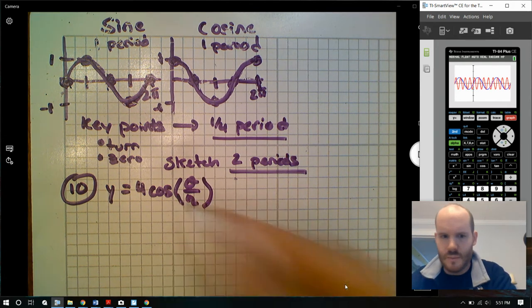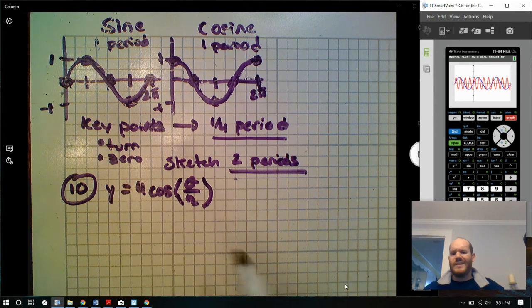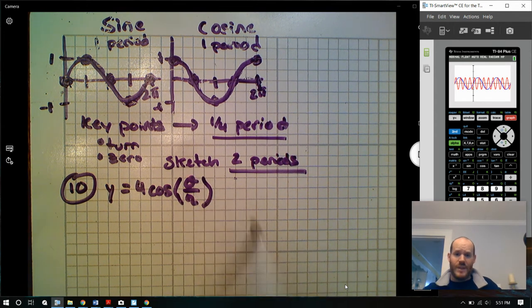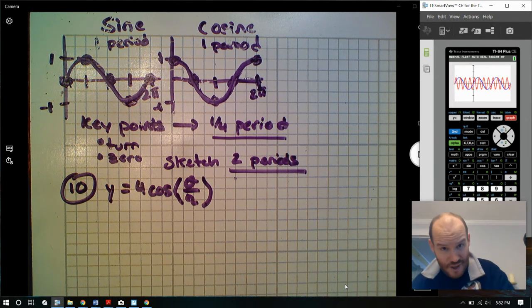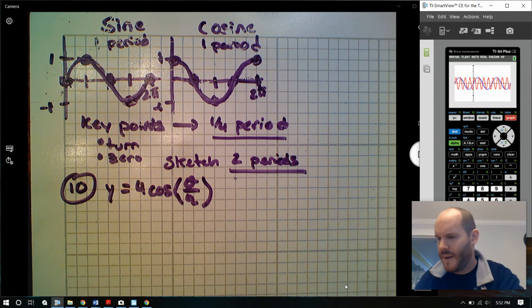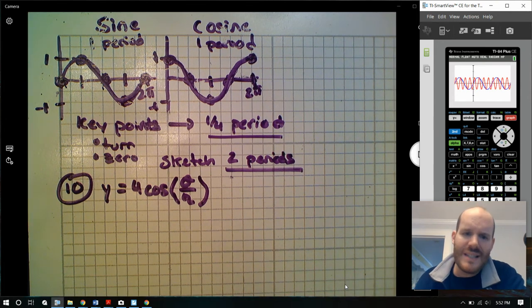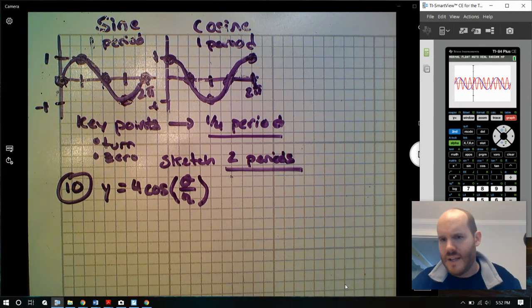Theta over 2. Don't get freaked out by theta. It's just a Greek letter. It has the same value as x. It's just that sometimes we use theta to represent an angle rather than the letter x. So we're going to go through the same motions that we did when we were graphing the sine curve.